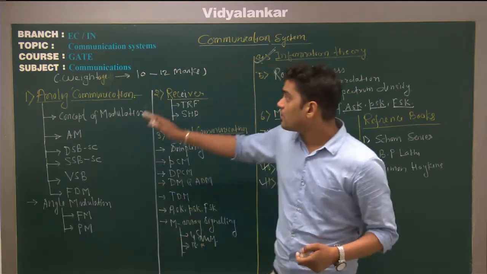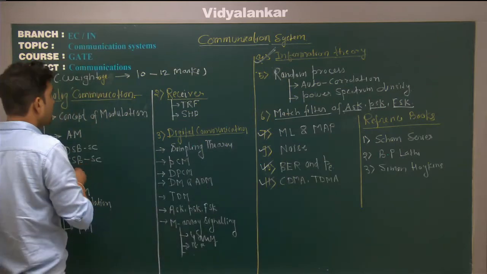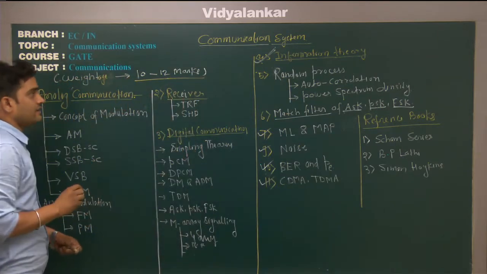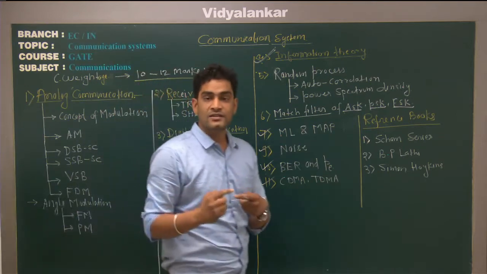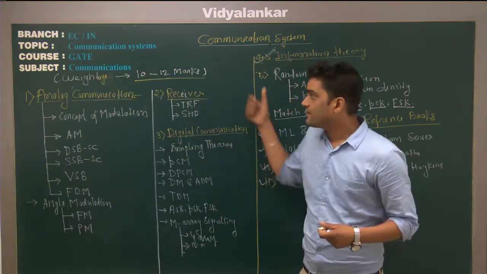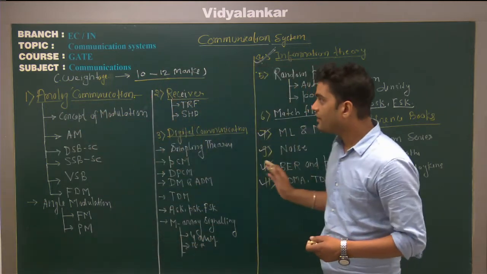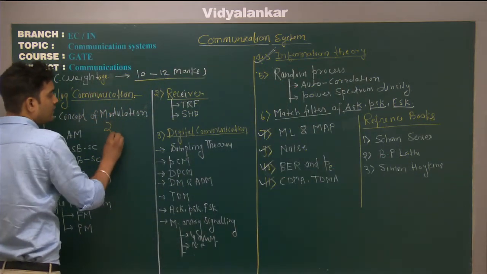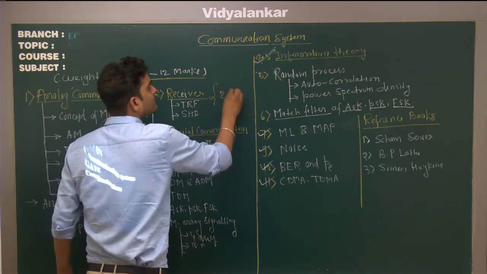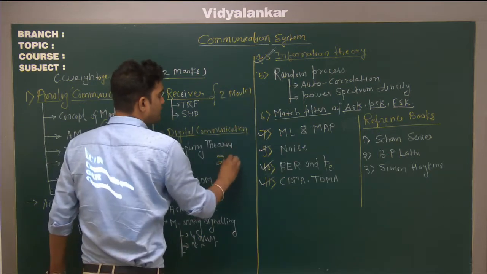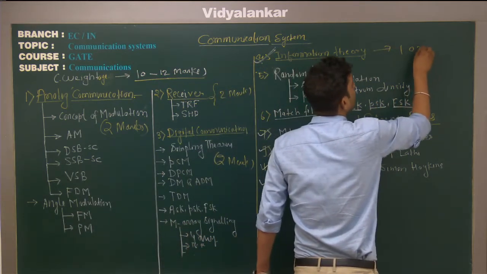So this is the syllabus of communication system for GATE, and the weightage of communication system is 10 to 12 marks in GATE. This is a very important subject for GATE. To score a good rank in GATE, you must solve problems of this subject. And analog communication is very simple compared to other topics and comes every year for 2 marks. Analog communication 2 marks, receiver 1 or 2 marks, digital communication 2 marks, and information theory 1 or 2 marks.